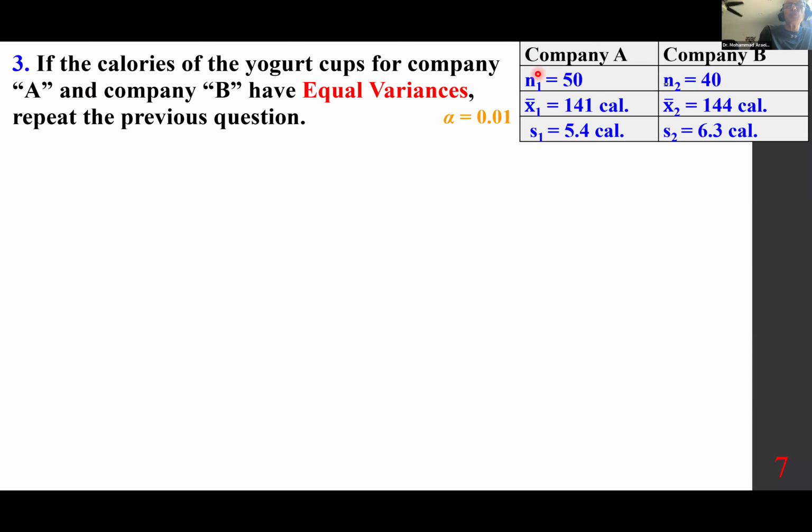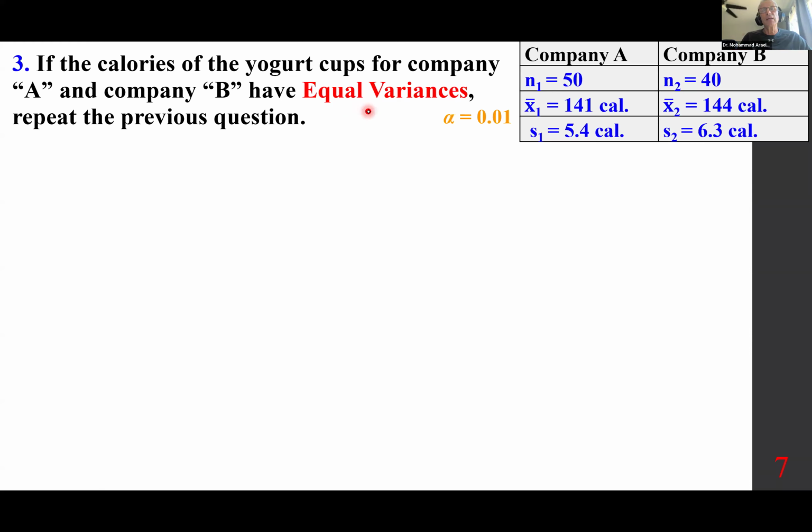Now, we're going to look at the same question if the carriers of the yogurt cups for company A and company B have equal variances. Please bear in mind, we never use this unless they specifically mention that. So if you don't see that, you assume that the variances are different. You should always assume different variances unless otherwise mentioned. And I can't emphasize this enough.